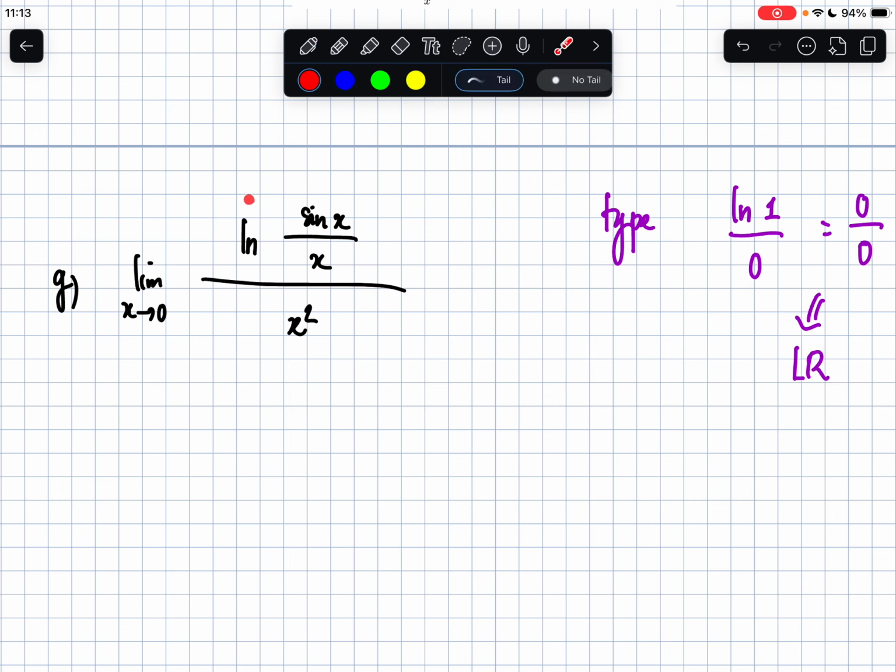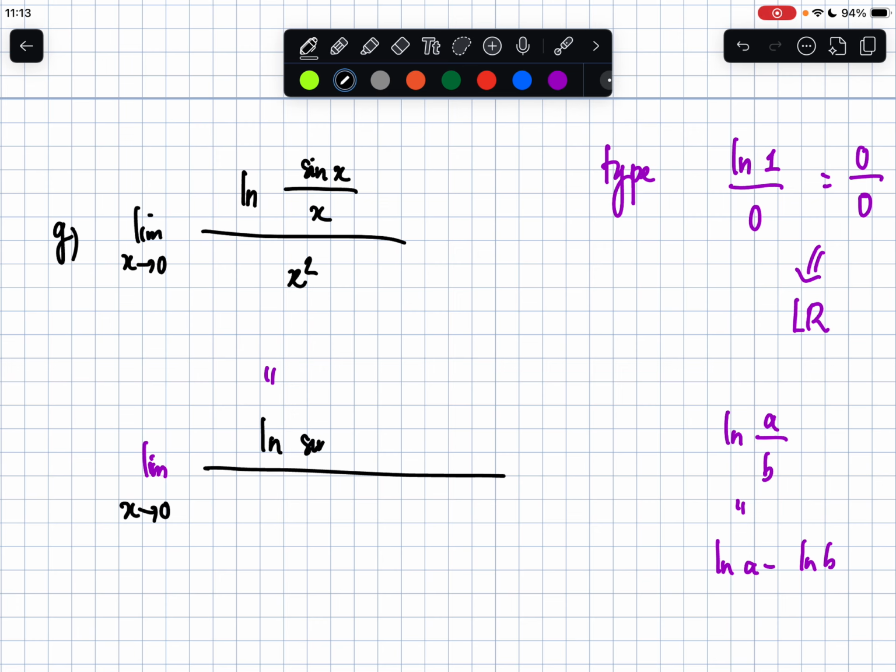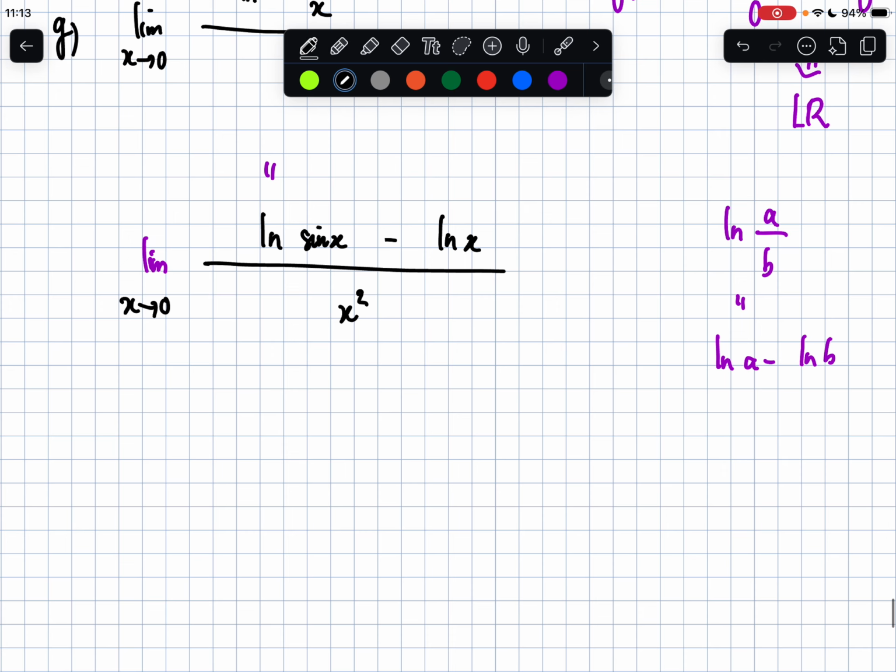But because we have a natural log, I want to write ln of a over b as ln a minus ln b. So to simplify that a bit before doing the derivative, as x tends to 0, ln sin x minus ln x, over x squared. Now I do the derivative.